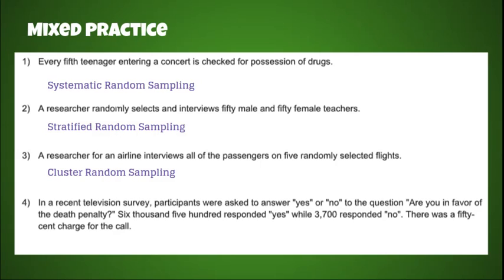Number 4, in a recent television survey, participants were asked to answer yes or no to the question, are you in favor of the death penalty? This used to be a thing that they did where they would put a phone number on TV and they would say, call in and answer yes or no to this question. So 6,500 responded yes, while 3,700 responded no. There was a 50-cent charge for the call, which is bias. So since these people volunteered, they self-selected to take the survey, and this is a voluntary response sampling technique. And this is a little bit biased because if people couldn't afford the 50 cents or they didn't think it was worth it or didn't feel strongly enough to pay the 50 cents to share their opinion, then you're not really getting everyone's opinion necessarily.